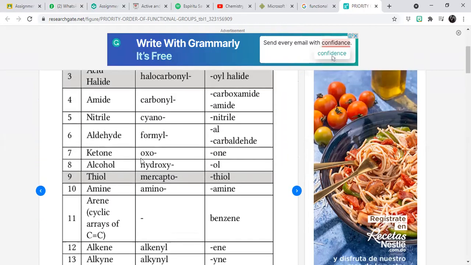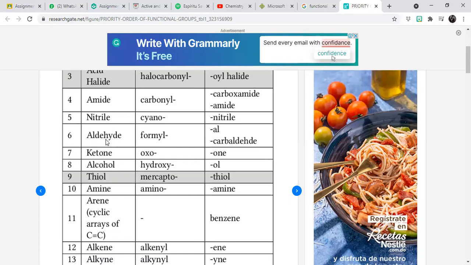What does it mean? It means that if you have in the same compound an aldehyde and you have a ketone and you have an alcohol, you will name the compound as if it is an aldehyde. Are you understanding what I'm saying? I will repeat what I just said. If in the same compound you have an aldehyde, you have a ketone, and you have an alcohol, you will name the compound as if it is an aldehyde.